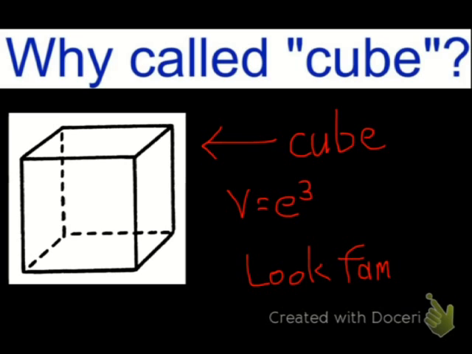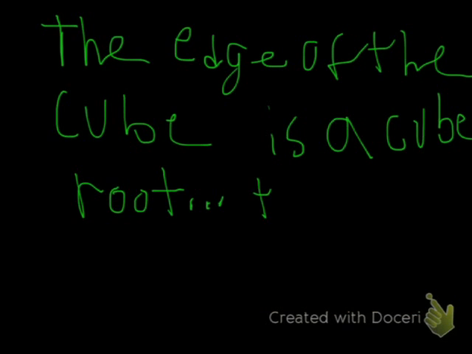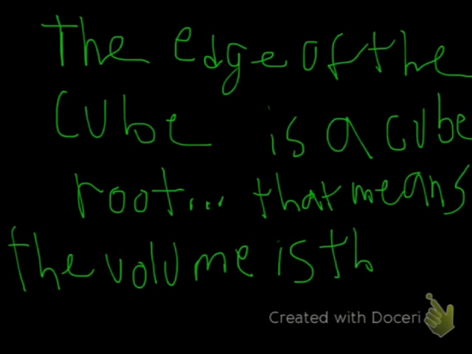Why call it a cube? Well, a cube has volume, and the equation for the volume of a cube is v equals e to the third, where e stands for edge. Does this look familiar? Well, it's because e would be a cube root and v would be a cube. The edge of the cube is a cube root. That means the volume is the cube.